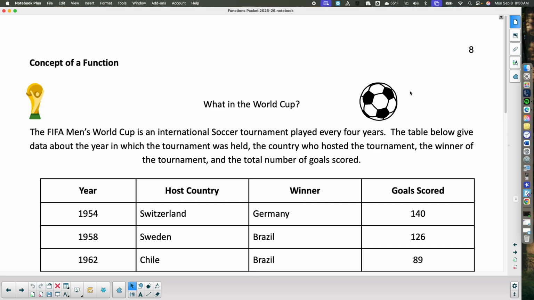Does anybody need me to repeat what I said for the year? Okay? The year and the winner is a function because if I give you a year, you would only be able to give me one answer. Essentially, the whole point of this packet is determine functions. And so a lot of what we're going to be doing over the next handful of days is just determining that in a lot of different variety of methods.